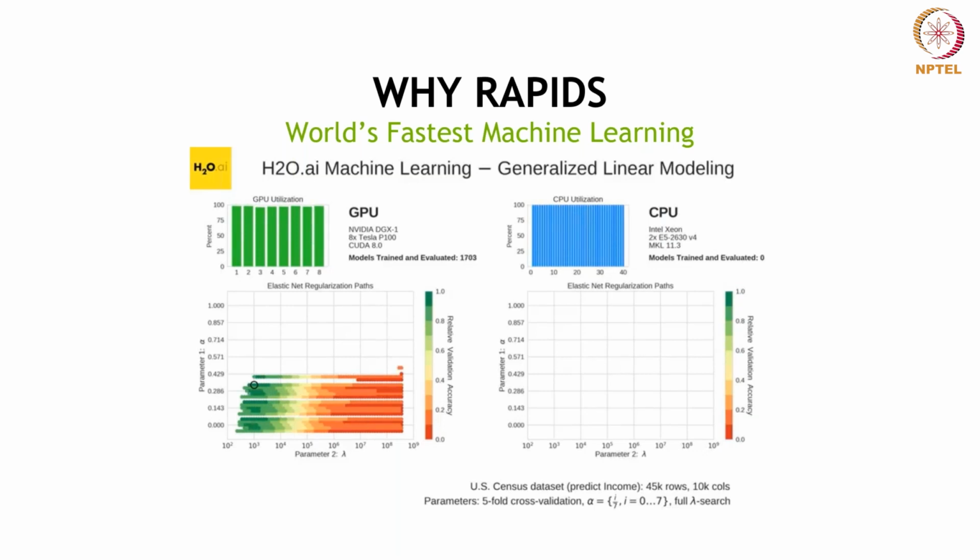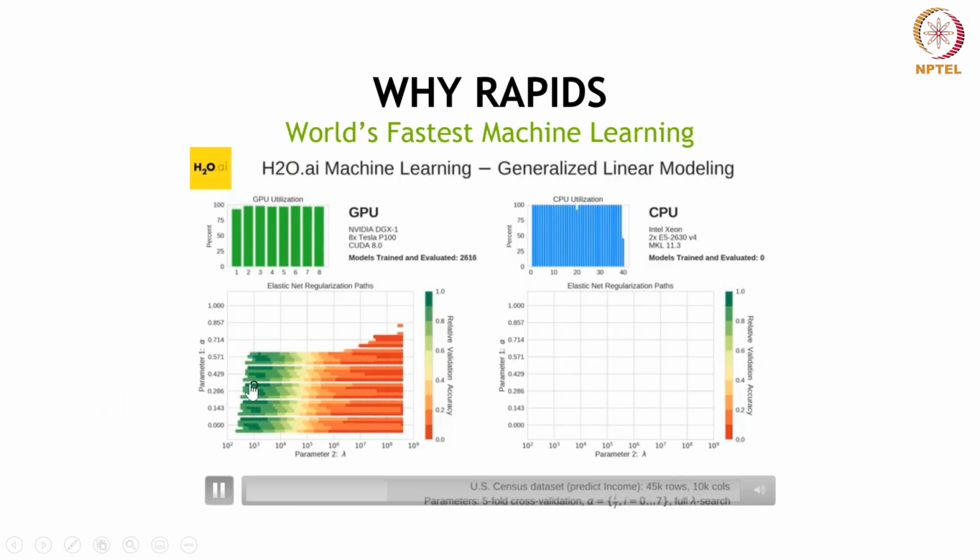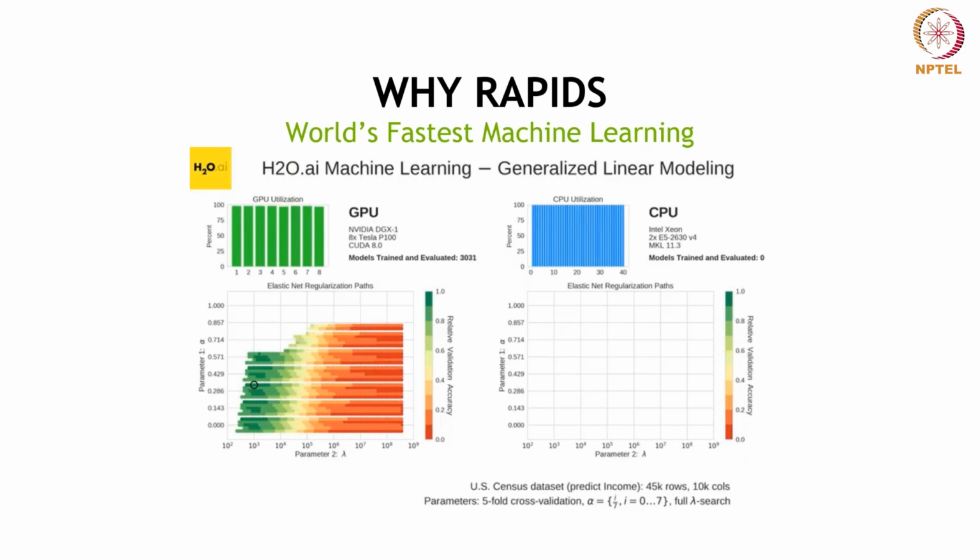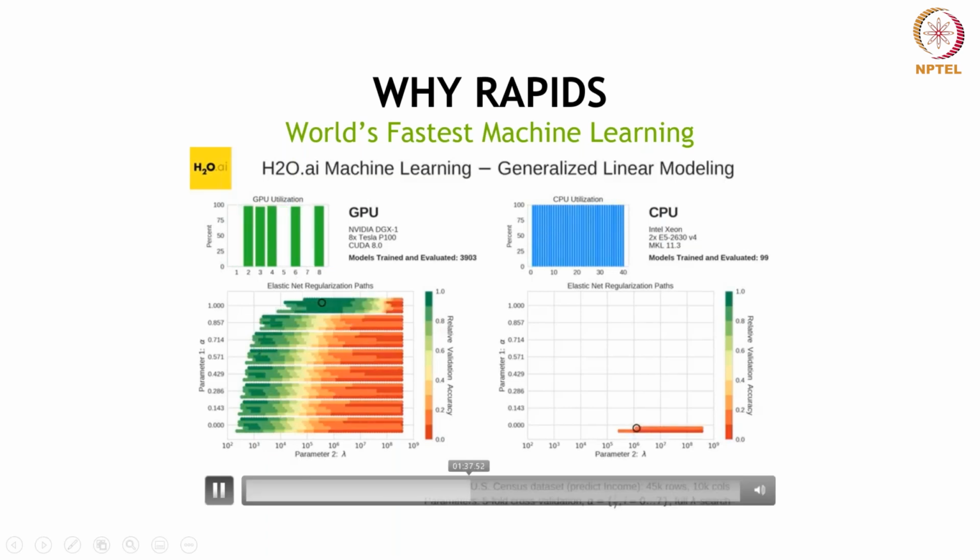And this is for the US census data, which has 45K rows, 10K columns. And for validation, we are using 5-fold cross validation. So in fact, we have got one of the results here. You can see here now is when the CPU has actually started doing something, while the GPU has already finished all the parameters.